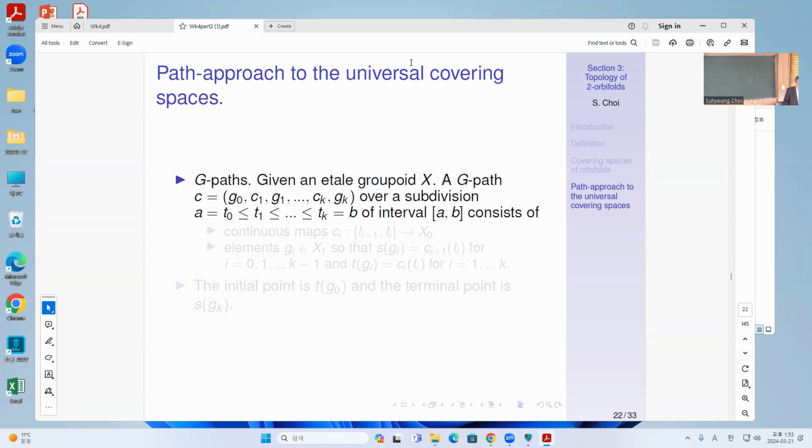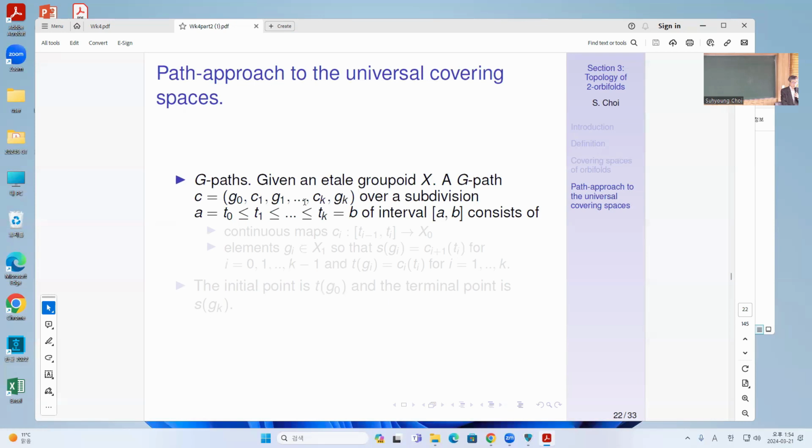We can also do the path approach to the universal covering space. So we look at the G path. So we have some Lie groupoid and the G path. So G is the arrows. Okay. So we'll have a G path is G0, C1, G1, up to CK.